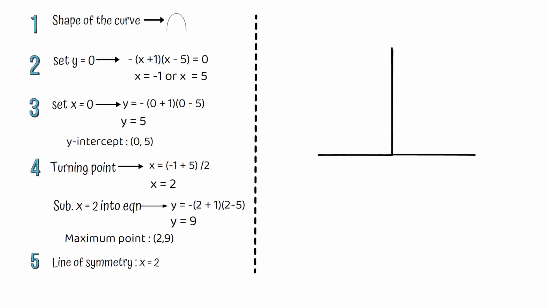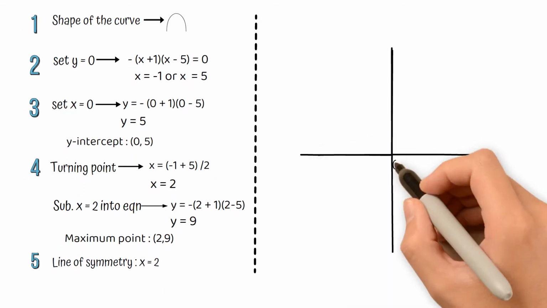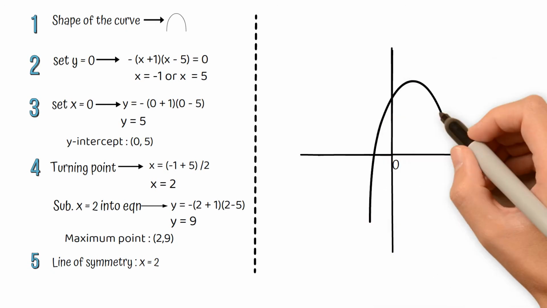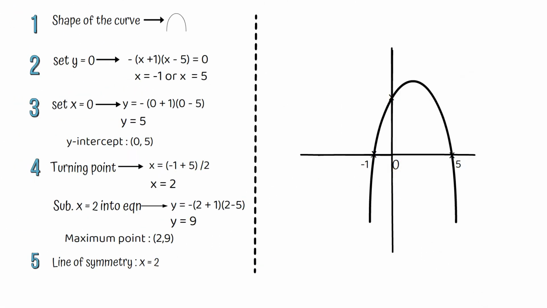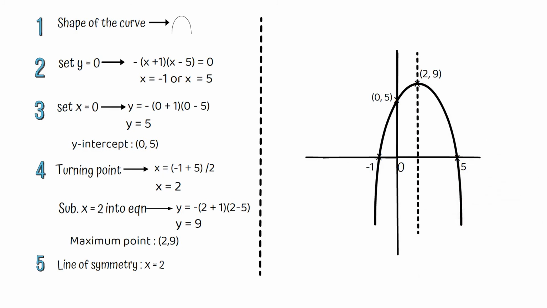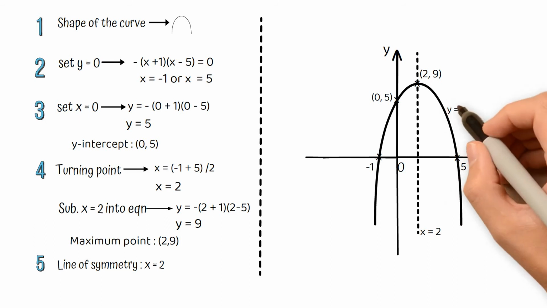If you draw the axes, ensure that your axes are straight lines by drawing using a ruler. Label the origin and draw your parabola to ensure symmetry. Locate the x-intercept and plot the points correctly. The y-intercept as well. Draw the line of symmetry and indicate the turning point. Label the axis, the origin, and the curve.